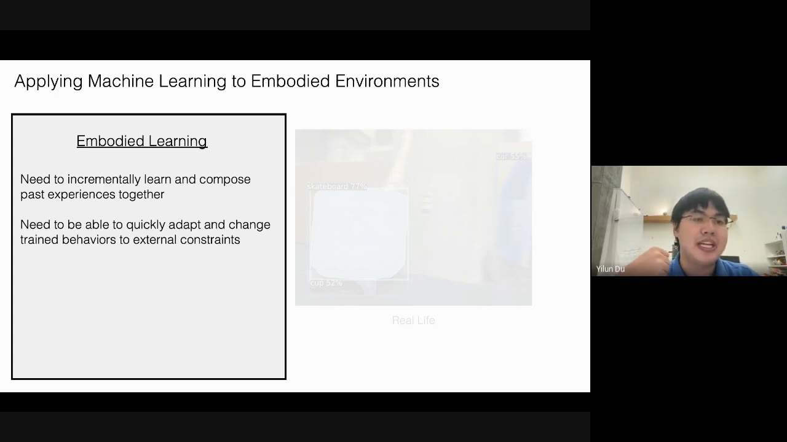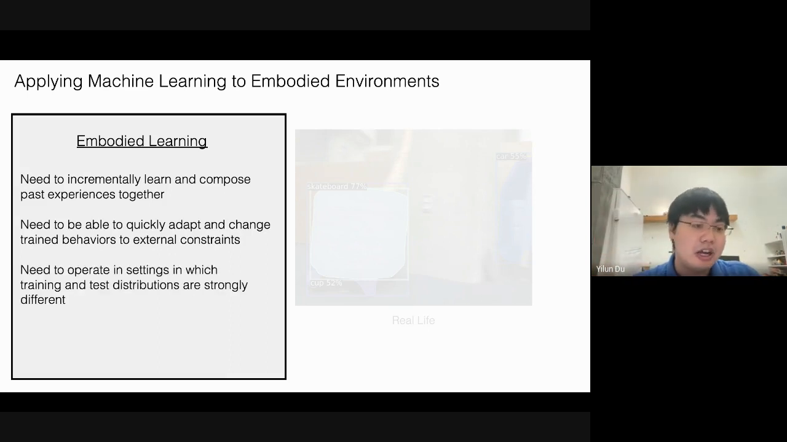Another big difference between learning in the embodied setting versus learning on train and test distributions is that oftentimes the environment will change a lot. And you will need to rapidly adapt to new things that you haven't seen before, such as external constraints. Maybe the path that you normally take is now blocked by some object. Another issue is that you need to operate in settings in which the training and test distributions are substantially different. Just because the world is always changing, just because objects are on the table at one point in time, does not mean that they will always be on the same table at future points in time.